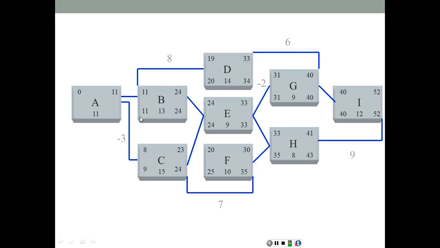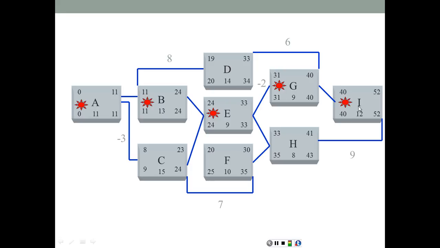Moving back to activity A, here we have 11, and from C we have 9. Again, no, it's 9 minus negative 3, which is 9 plus 3. Therefore the number coming from C is 12, from B is 11. We take the smaller number, so it's going to be 11 and 0, and here's our critical path.